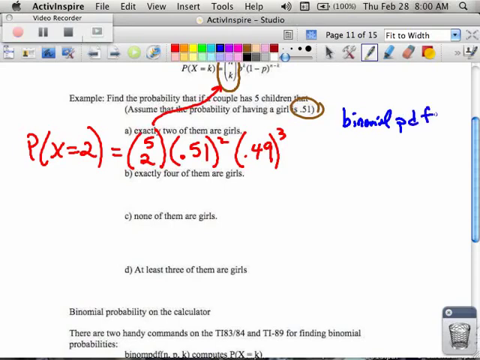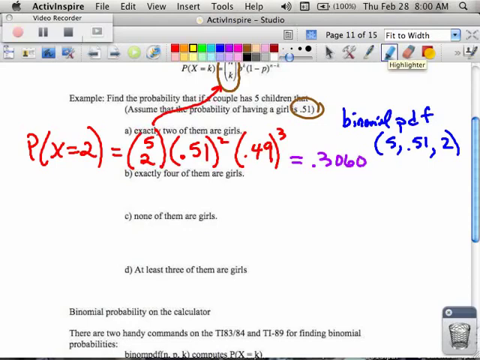the way that you would type that in your calculator is you'd say that you're going to be having 5 children, and the probability of success, or having the girl, is a 51% chance, or 0.51, and that you want 2 of those successes. So if you go into your calculator and you type that in, what you find out in either of these cases is you get a decimal. And where do you find binomial PDF? Second vars. So try it, look for it. This is your probability.